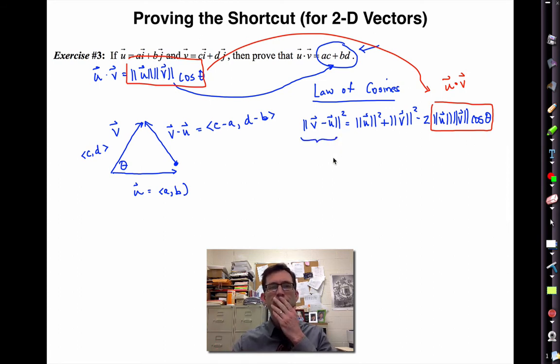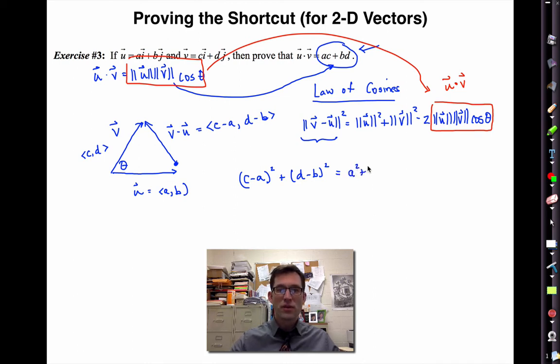How do we find the length of v minus u? Well, we would take its x component and square it, and we'd take its y component and square it, and then we'd take the square root, but then we'd square to get rid of it. Same thing with the magnitude of u.